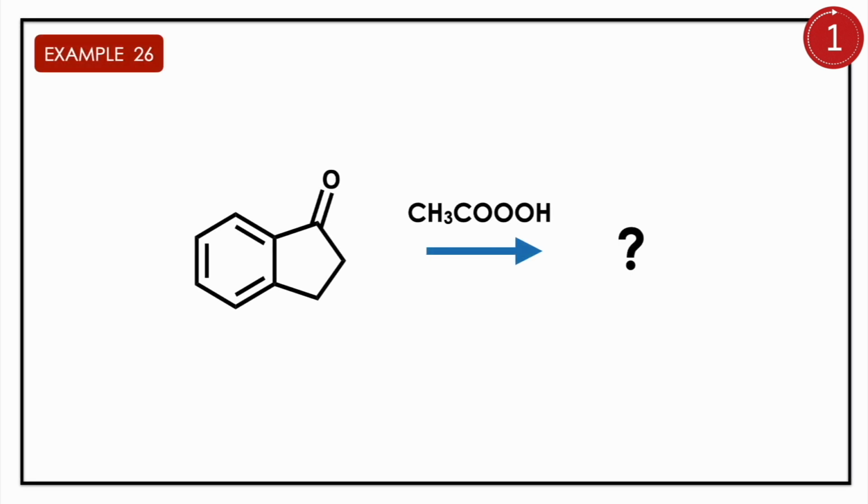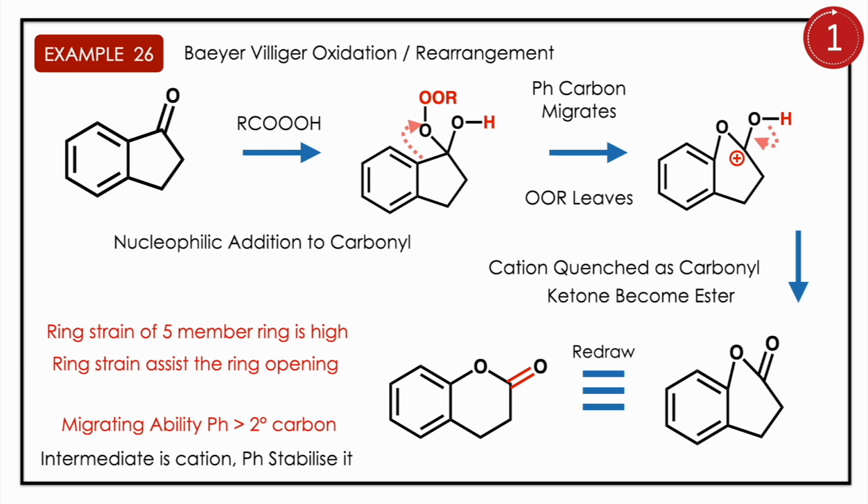Then the next example. Here you have benzene. It is fused with cyclopentanone in the 1,2 position. You are using the peracid. You should find what will be the final product. As we discussed already, we stick with fundamentals. Ketone is there, peracid is there. So Baeyer Villiger oxidation. First step will be attack of the acid on the carbonyl. You have a new C-O bond.